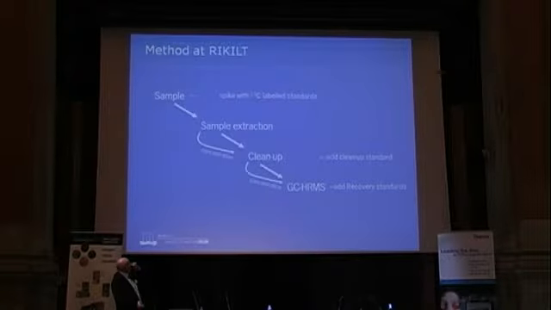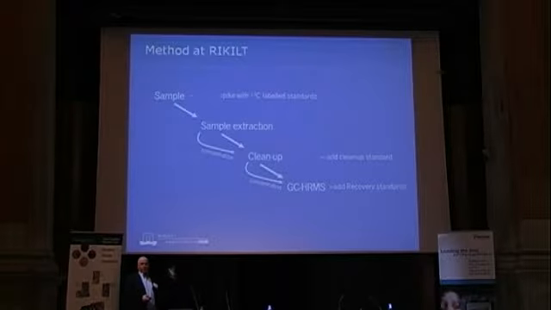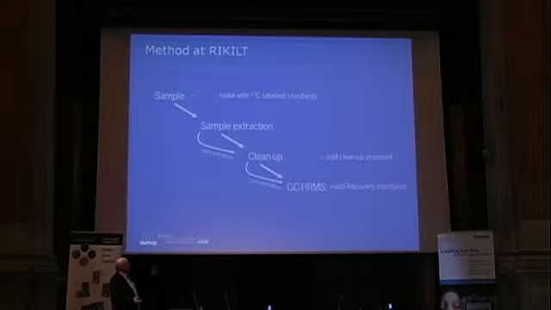Before we go to the cleanup, we add another cleanup standard, and we use that for our control purposes. If you have a poor result, then you can look at your internal standards to see where you made a mistake. Then we go to the GC high-resolution mass spectrometer. In between, you have to do all kinds of concentration steps, and Jeff already explained that this is time consuming and also a point where errors are made.